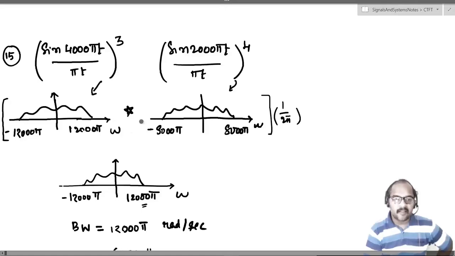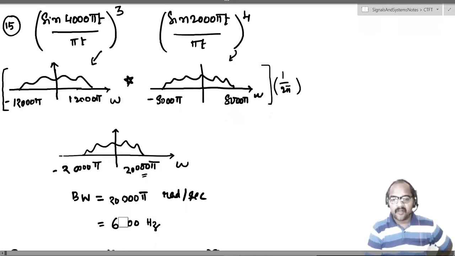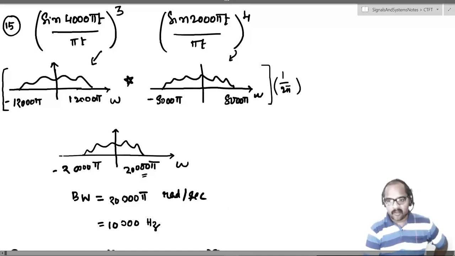So what should be the final answer here? Because these two are getting convolved, the overall Fourier transform exists from where to where? Shape we don't care. The overall Fourier transform exists from minus 20,000 pi to plus 20,000 pi. Why? 12,000 pi plus 8,000 pi is 20,000 pi. So what is the highest positive frequency? Highest positive frequency is 20,000 pi radians per second, and hence the bandwidth would be 10,000 hertz, or 10 kilohertz.